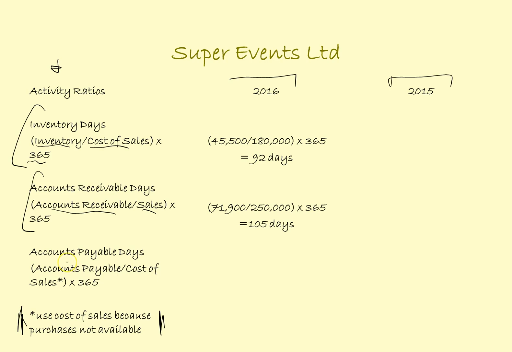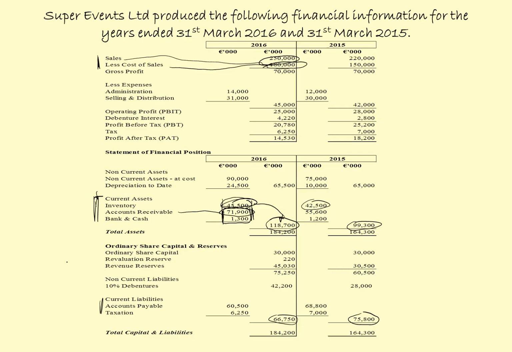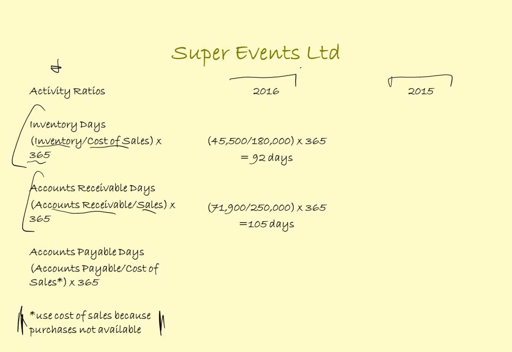And then finally, the accounts payable days, which would be the accounts payable and the cost of sales. So let's have a look at that. Accounts payable is the current liability. It's down here. 60,500, and the cost of sales up here, I used that a few seconds ago. If you can still read that, it's 180,000. So 60,500 divided by 180,000 by 365, and that's 122 days.